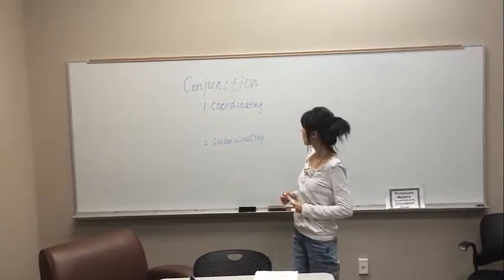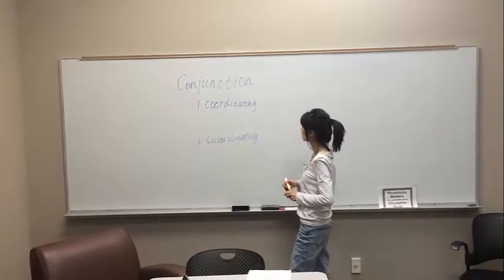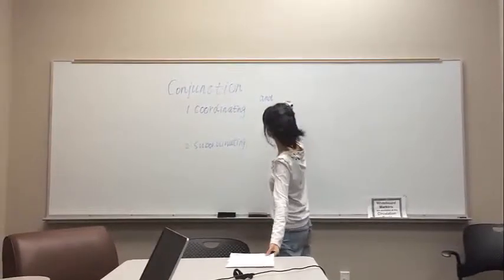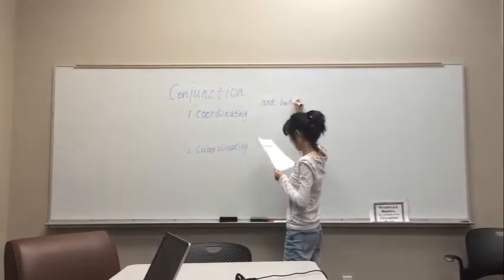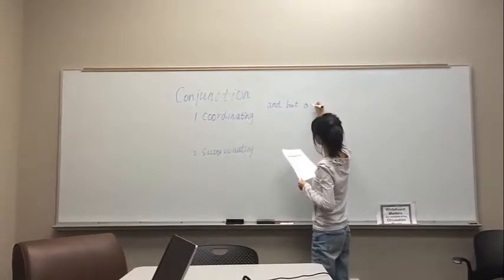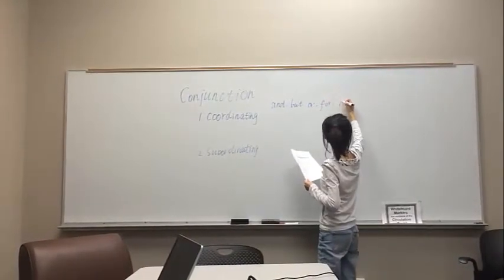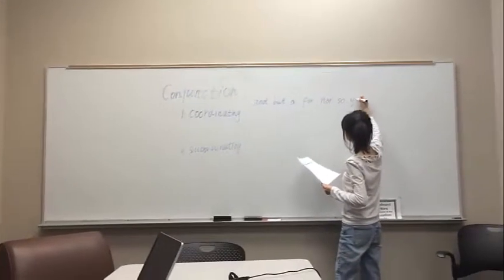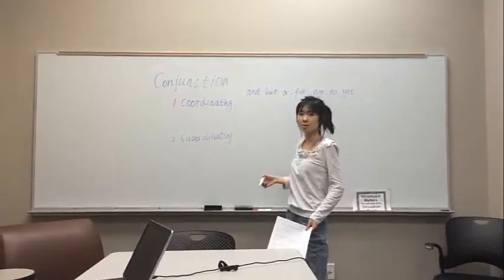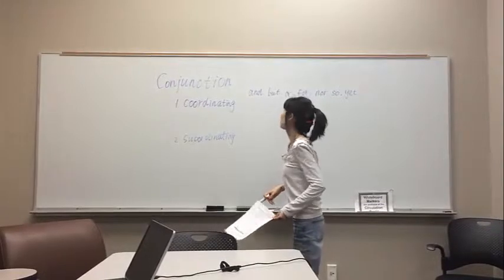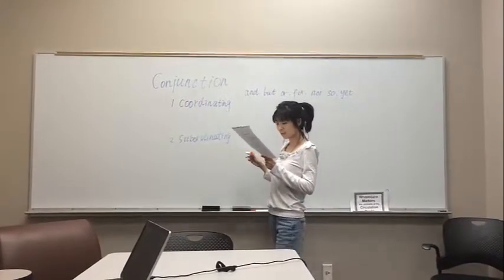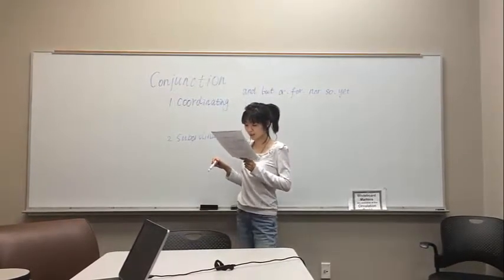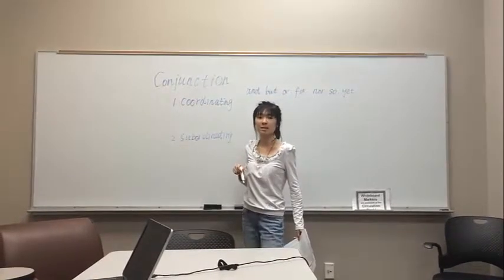First, I would like to talk about the coordinating conjunction. Usually it has and, but, or, for, nor, so, and yet. These are all called coordinating conjunctions. A coordinating conjunction joins two similar, contrasted, and syntactically equal words, phrases, or clauses within a sentence.